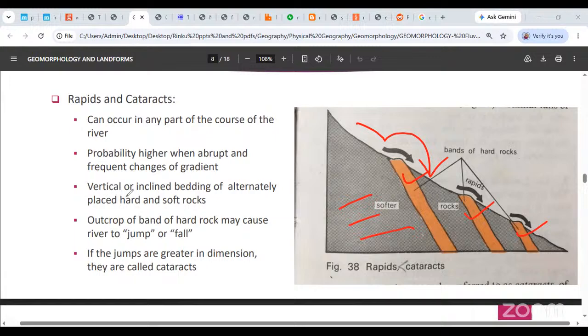Okay, so this is what we are talking about. We are saying इसको बुलाते हैं rapids. The river jumps or falls. You can call it both ways. So if the jumps are greater in dimension, that will be termed as a cataract. Okay.